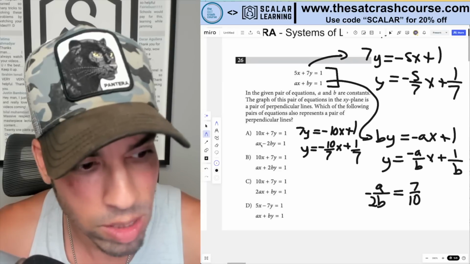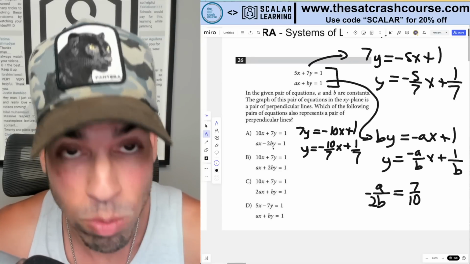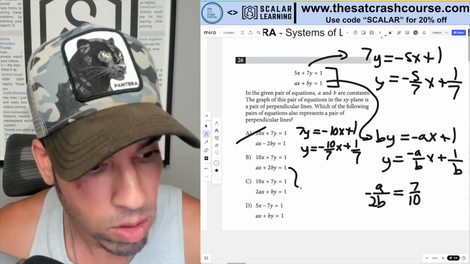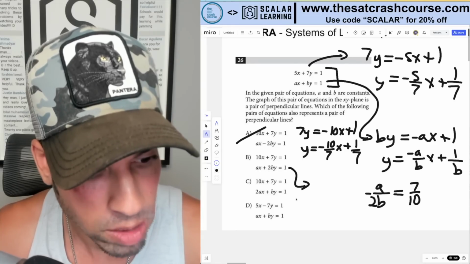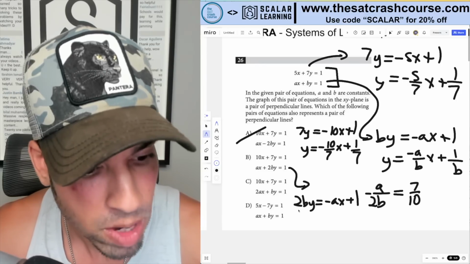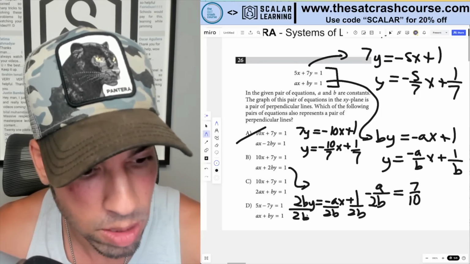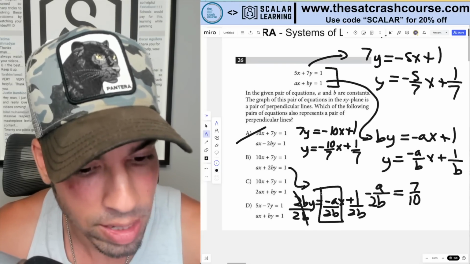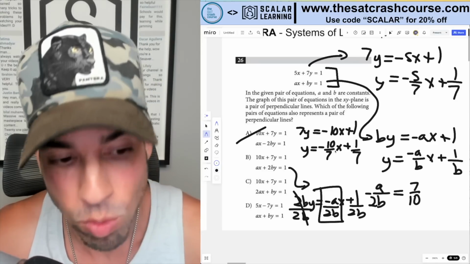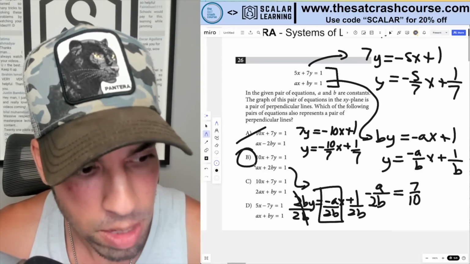Now, this one's not going to cut it, right? Because I can tell when I subtract by ax and divide by negative 2b, it's going to be positive a over 2b. So A is out. But what about this one, option B? So if I say 2by is equal to negative ax plus 1, and then I divide by 2b like so, boom, we get exactly what we were looking for. That's 7/10, which is the opposite reciprocal, I should say, of negative 10/7, which means that B is the winner.